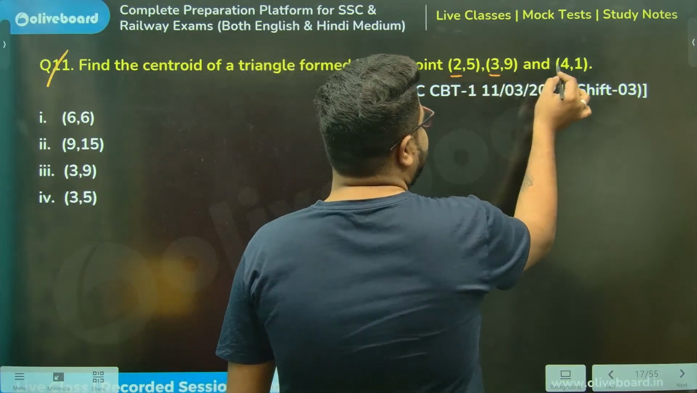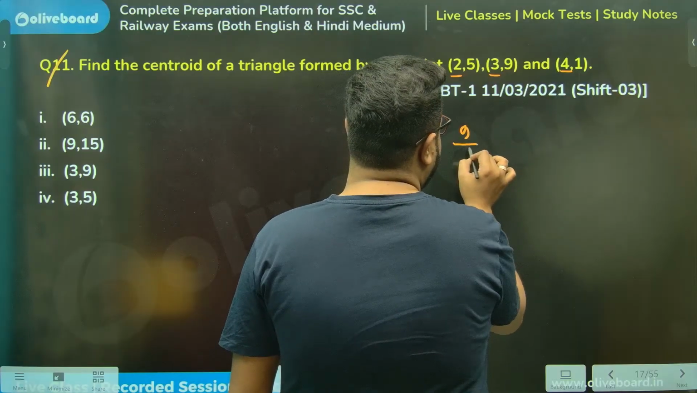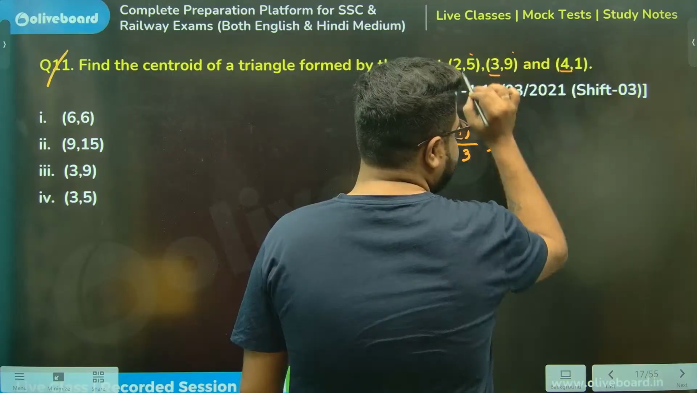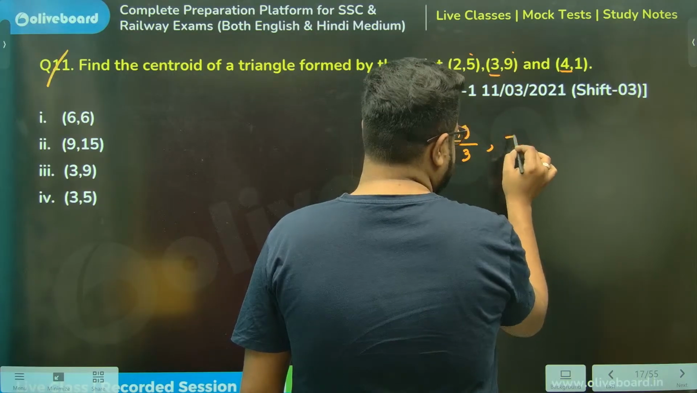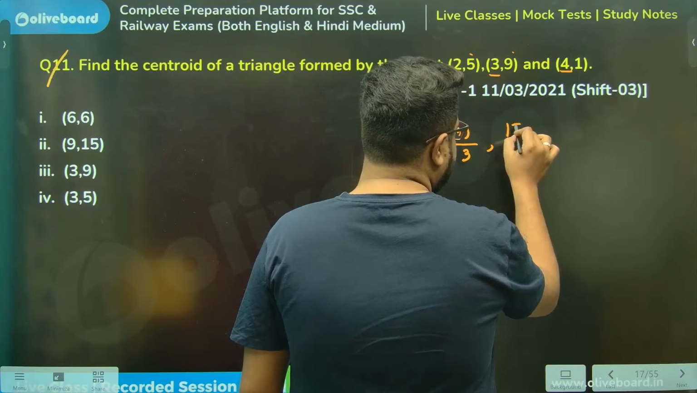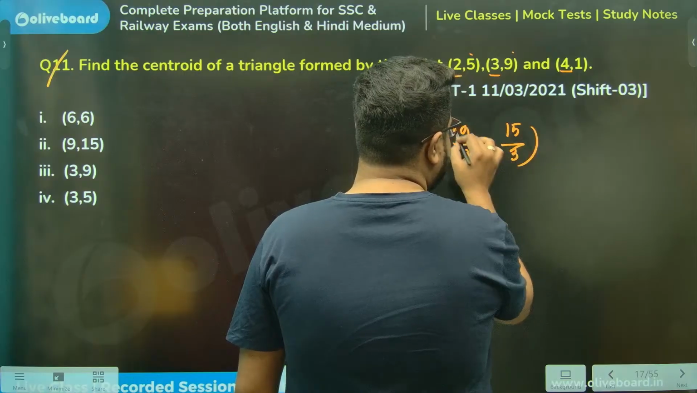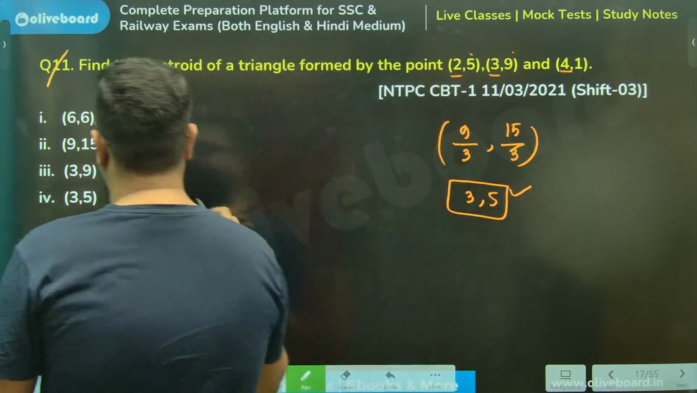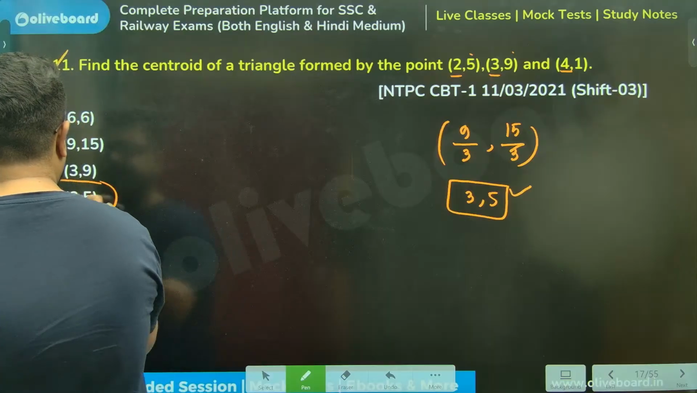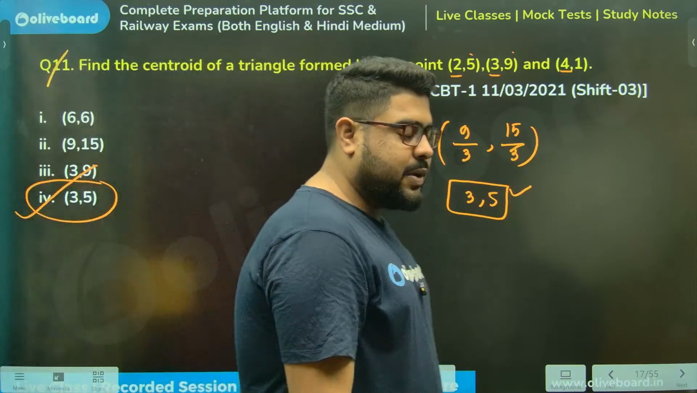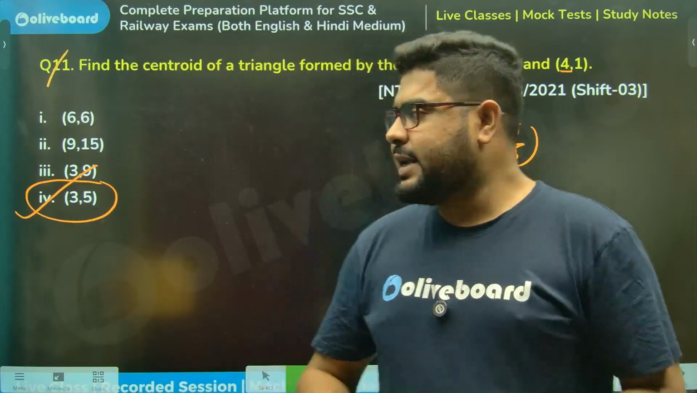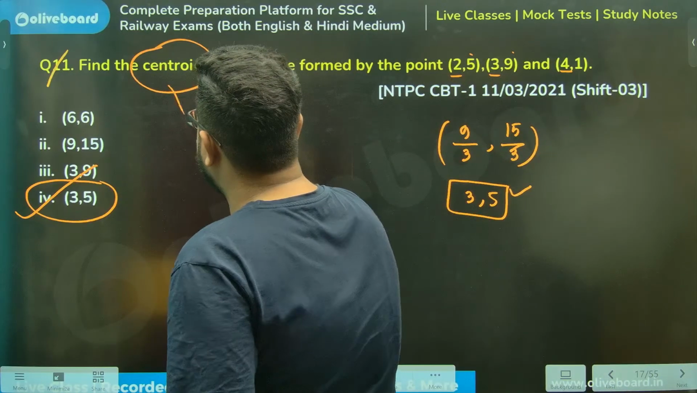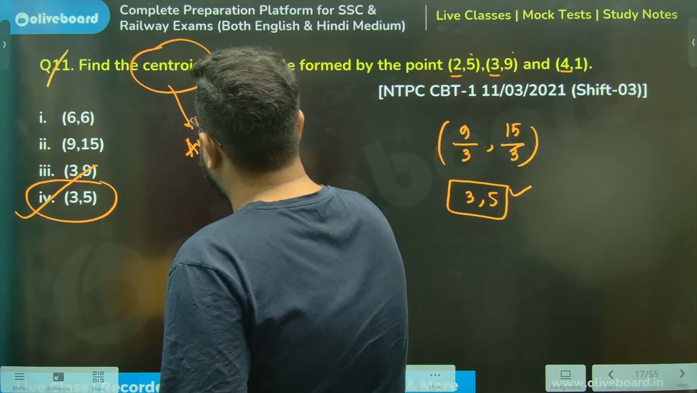2 plus 3, 5 plus 4, 9 by 3. 5 plus 9 plus 1, so 6 and 9, that is 15 by 3. Just sorry, 15 by 3. So that's your answer, 3 comma 5. Can I say this? You will say, sir, 10 seconder this one. Why? Because we know this. Ki ultimately centroid is nothing but average.